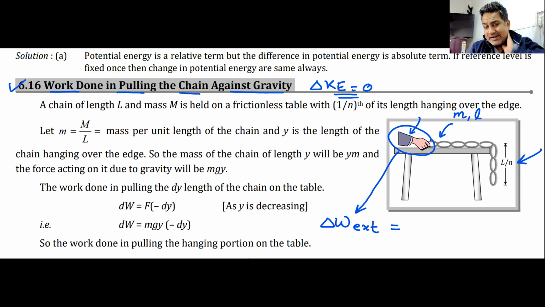Now, if the change in kinetic energy is zero and there is no friction, then the work done by this external force will be the negative of the work done by gravity, and that will be equal to the change in gravitational potential energy. So you find the gravitational potential energy of the hanging part, and of the part which is on the table. It is a simple thing to do. Once you do it, you will get the answer for the work done in pulling this chain against gravity.